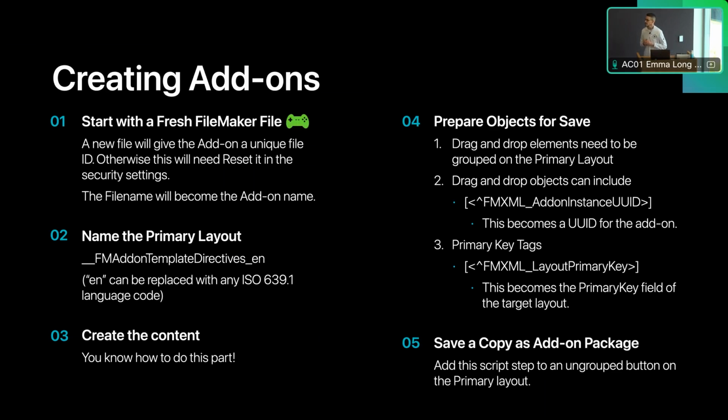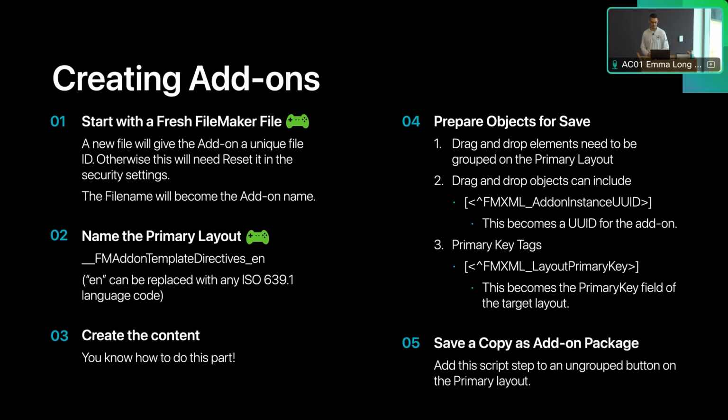First, you want to start with a fresh FileMaker file. This is important so that the file you're going to create an add-on from will have a unique UUID. This unique ID can also be reset in the security settings. That is important so that when you save it as an add-on package, it will save as a unique add-on package and not overwrite an existing add-on. If you want that to be the case, of course you can do that, but most times you're creating a brand new add-on, so we want to make sure we start with a fresh ID.